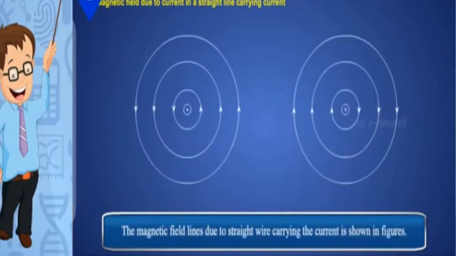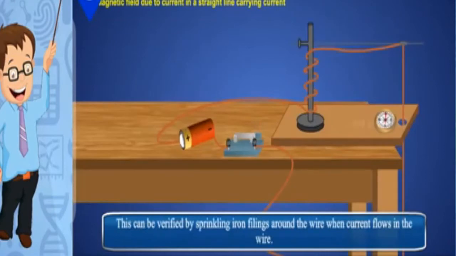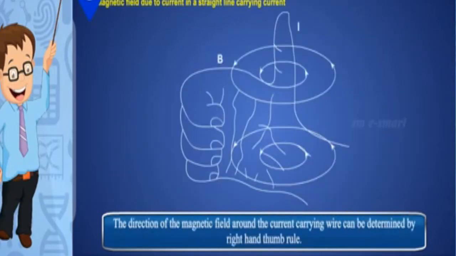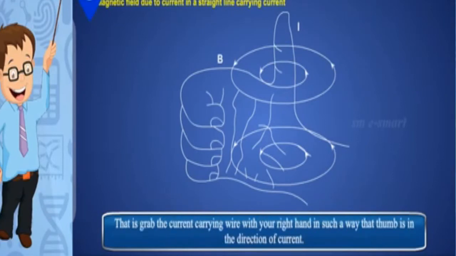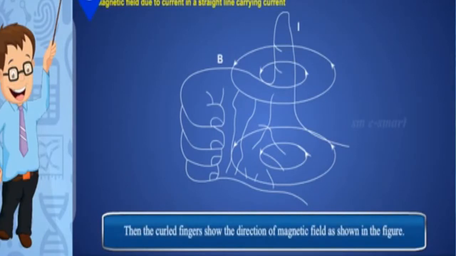The magnetic field lines due to a straight wire carrying current are shown in the figures. This can be verified by sprinkling iron filings around the wire when current flows in the wire. The direction of the magnetic field around the current carrying wire can be determined by the right-hand thumb rule, that is, grab the current carrying wire with your right hand in such a way that the thumb is in the direction of current. Then the curled fingers show the direction of the magnetic field as shown in the figure.